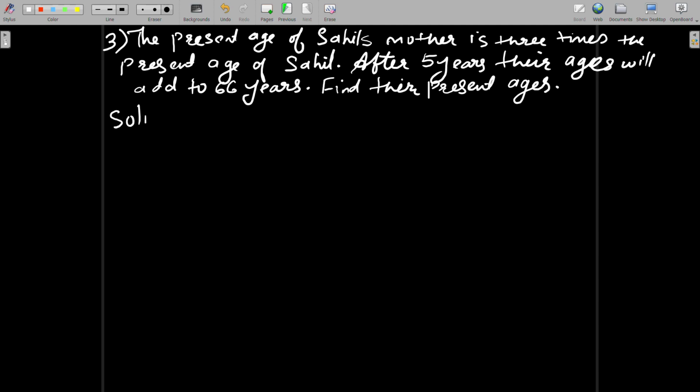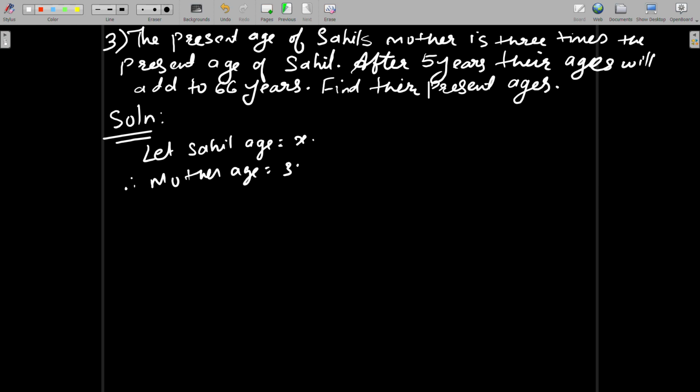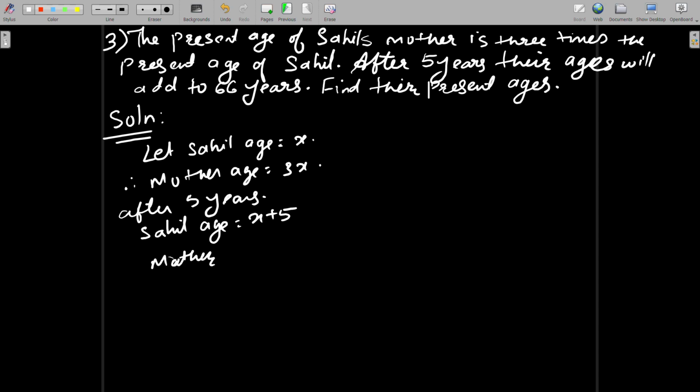So coming to the solution part, let Sahil's age be equal to x, right? Therefore, mother's age is equal to 3x. Fine. After 5 years, Sahil's age is equal to x plus 5. Then mother's age will be equal to 3x plus 5.